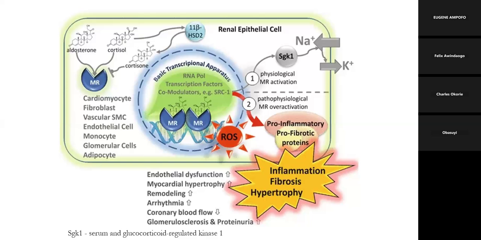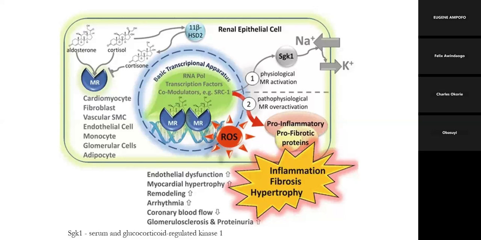And then, like I said, it is not only aldosterone that is secreted once the mineralocorticoid aldosterone complex goes into the nucleus. It also leads to the transcription of co-modulators and other compounds that exert the other effects that aldosterone is known to do. So pro-inflammatory, pro-fibrotic proteins are released. And this leads to endothelial dysfunction, myocardial hypertrophy and fibrosis, remodeling, increased arrhythmia, decreased coronary blood flow, and it can also affect the kidney.